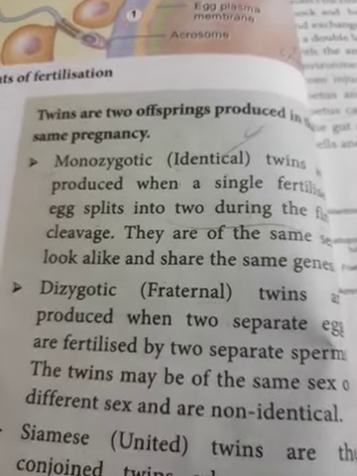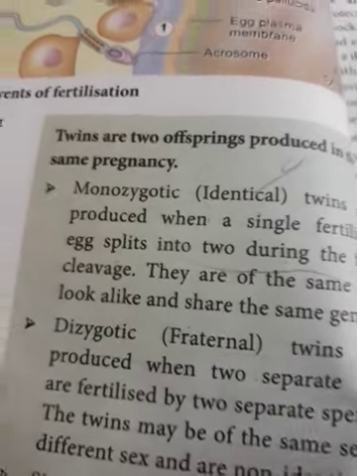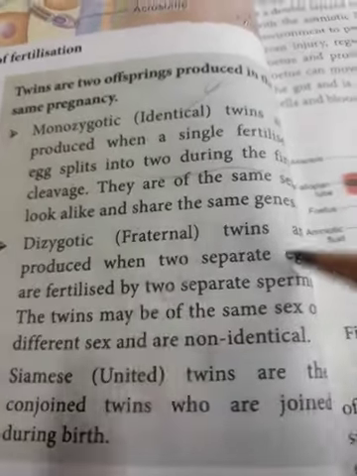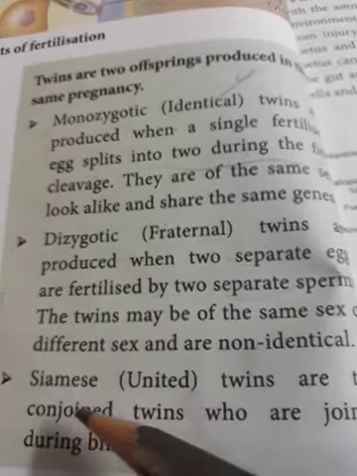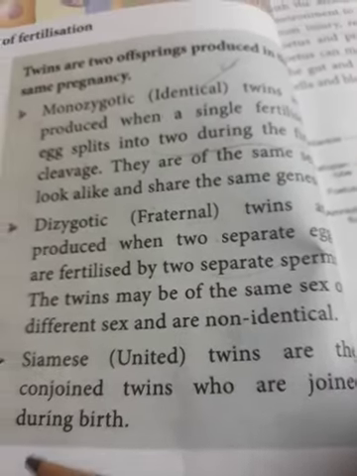Sometimes it may happen that two eggs will be produced, and two separate eggs are fertilized by two separate sperms: dizygotic. The third one is called Siamese. United twins are the conjoined twins which are joined during birth. So, these three differences are to be studied.